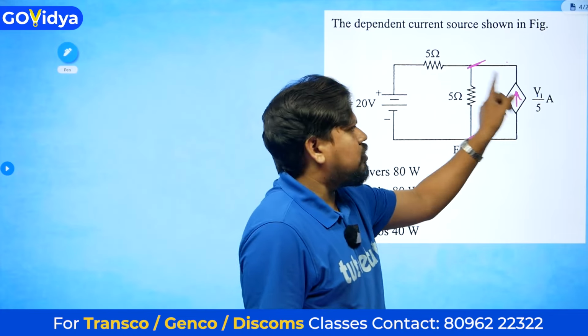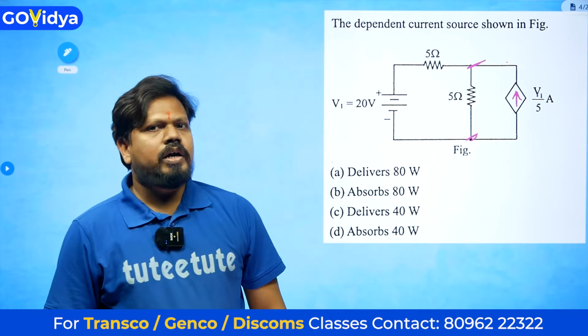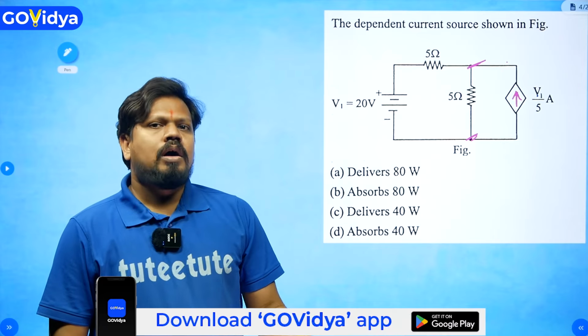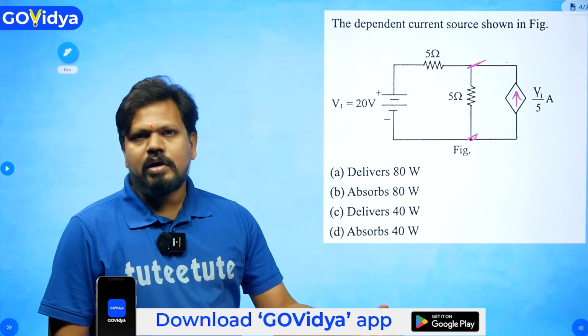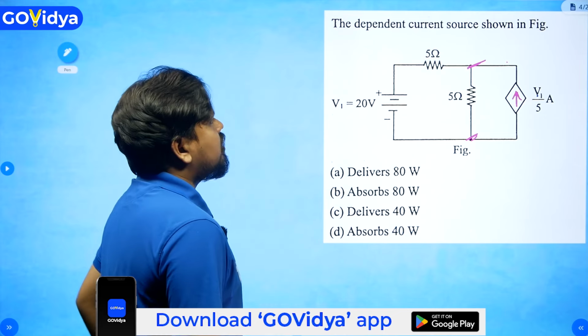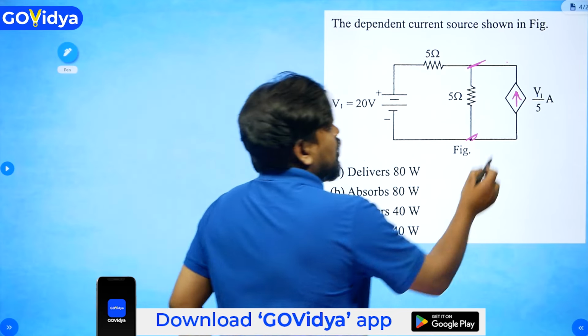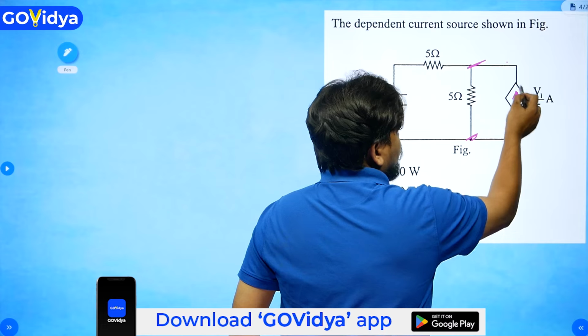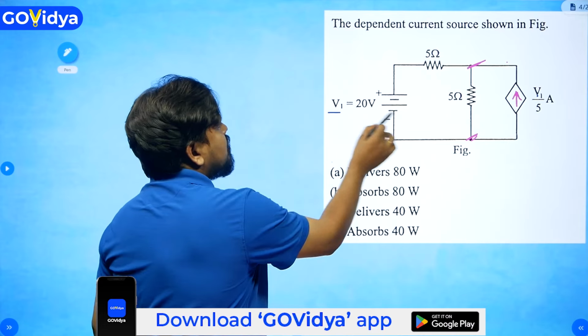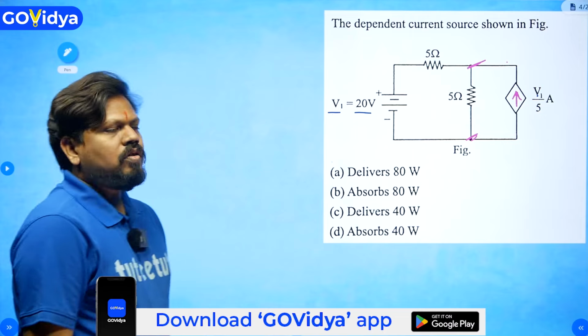Then current into voltage will give the power. According to the voltage polarities we can find out whether it is giving the power or taking the power. So first of all, to find this, let's observe one thing. The dependent source is here, its value is V1 by 5. So what is the V1 value? Directly they have given it as 20.